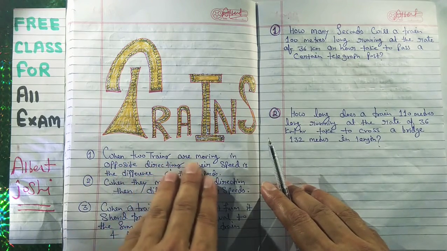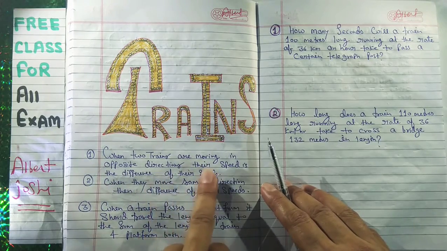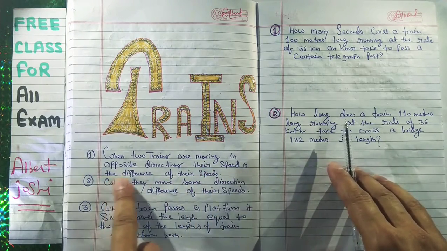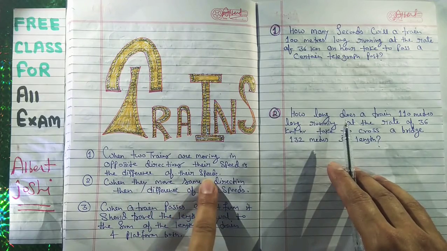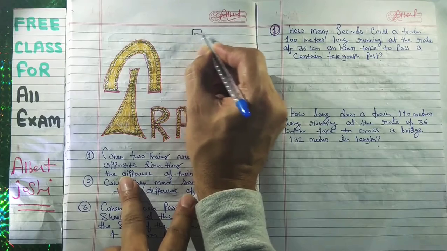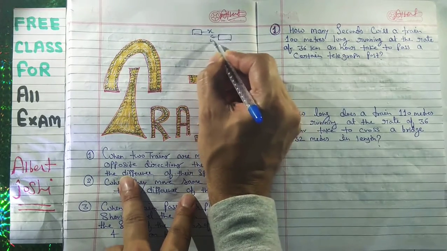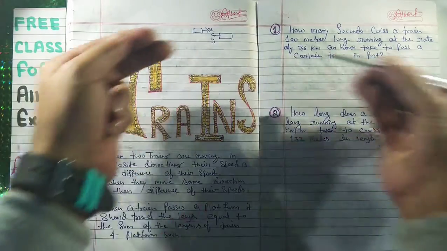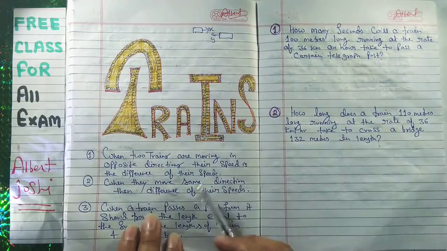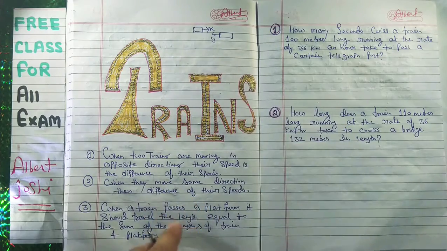When two trains are moving in opposite direction, then their relative speed is the sum of their speeds. Okay, you have to remember. Suppose train A's speed is x, and train B's speed is y, and both are in opposite directions. So whenever they move in opposite directions, then you have to add the speeds.